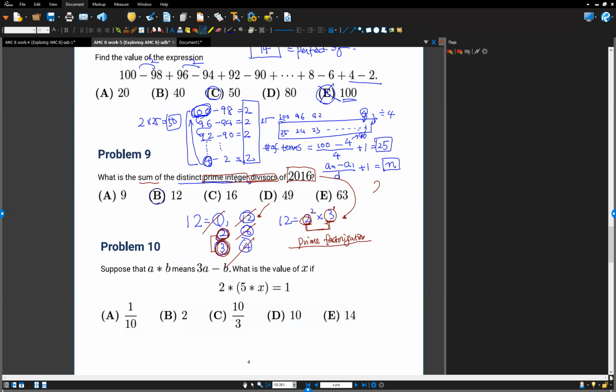Only prime integer divisors. These are prime factors. Okay? When you have 2 make a square, that is not prime anymore, that is 4, right? 2 times 2, the result is not a prime number, okay? Only this number is prime.